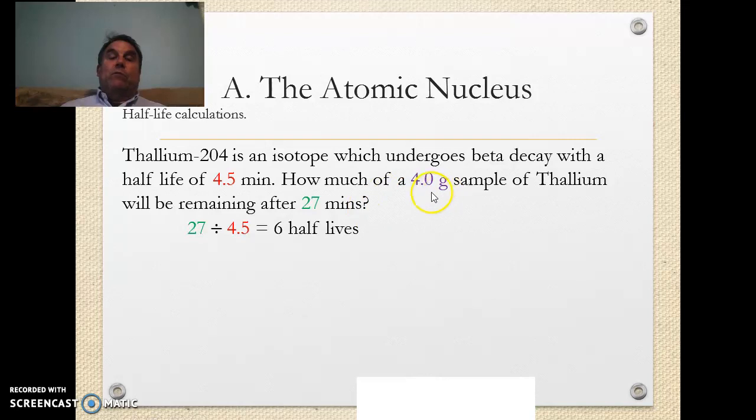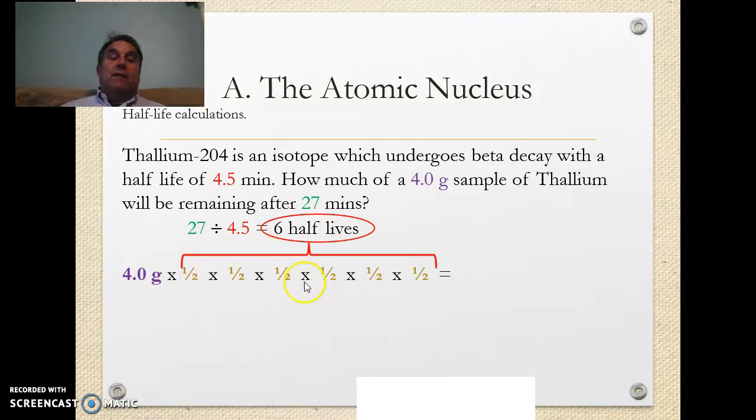So if we start with a 4-gram sample, how much will decay in 6 half-lives? So the longhand way of doing this is to simply take 4 grams and multiply it by 1/2 6 times. And we would get a small fraction of the original thallium.